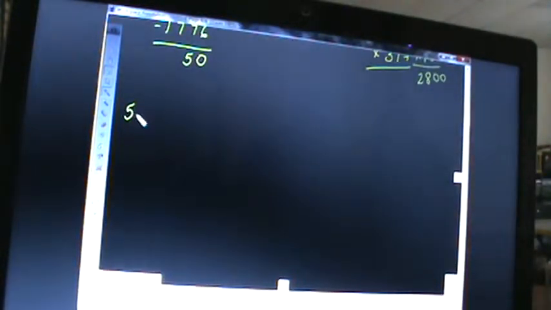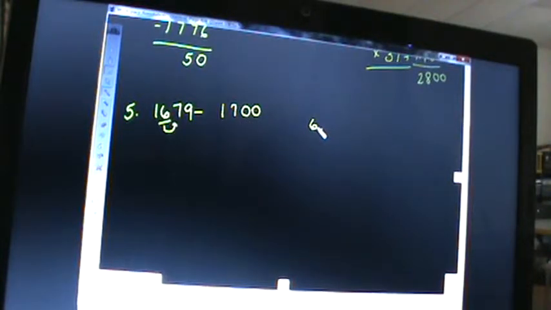Number 5. Round 1,679 to the nearest hundred. The 6 is in the hundreds place, so I'm going to go ahead and write my 1. Now let's go next door to the 7. 7 is greater than 4, so it's going to knock my 6 up to become 7. So my answer is 1,700.